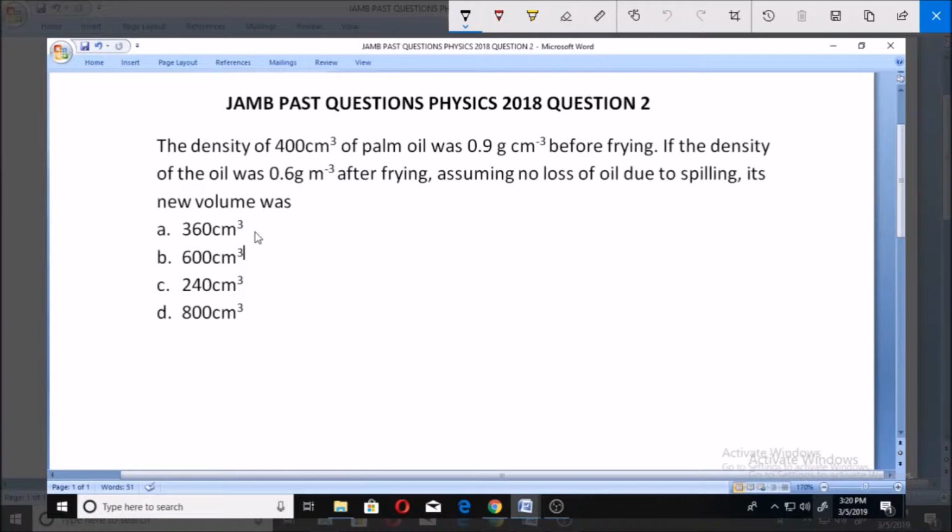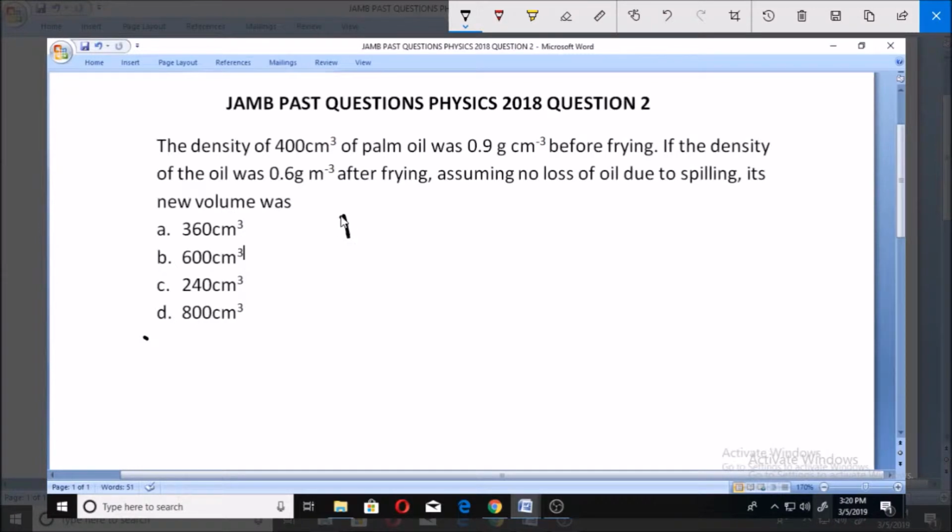A. 360 cm cubed, B. 600 cm cubed, C. 240 cm cubed, D. 800 cm cubed. So how do we go about solving this? Now, for us to solve this, we need to know the formula for density.